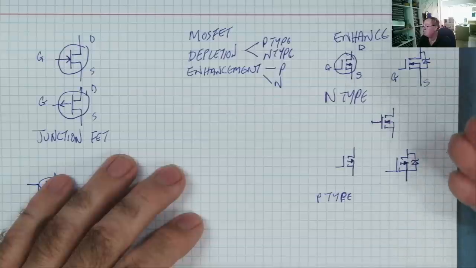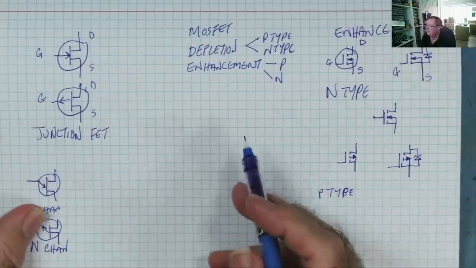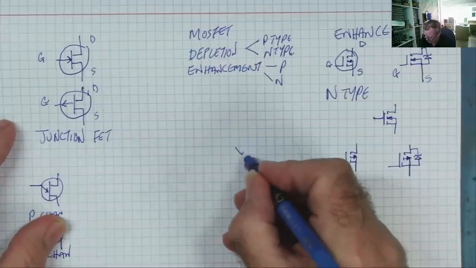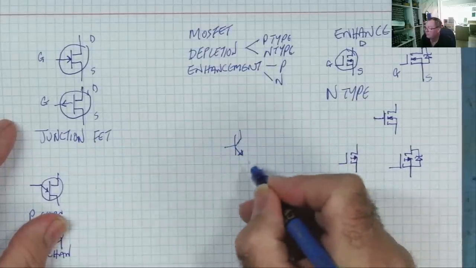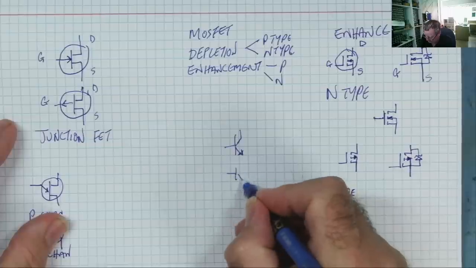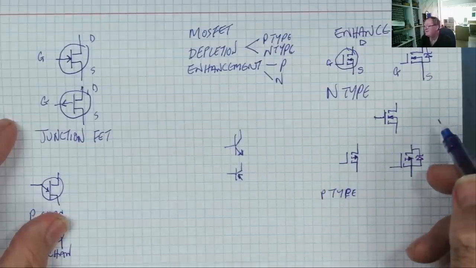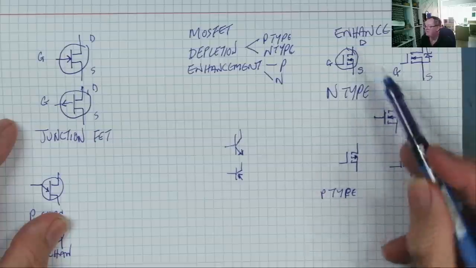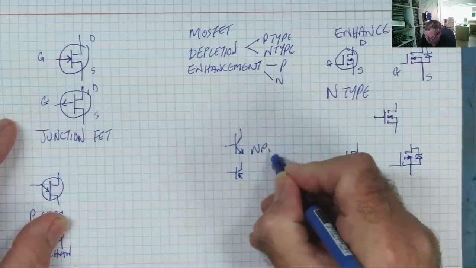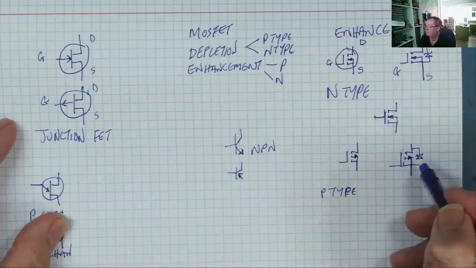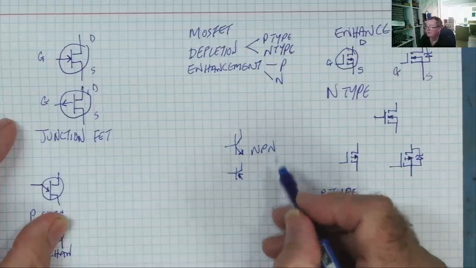One thing you might have noticed if you're sharp-eyed: with bipolar transistors, the NPN has the arrow pointing outwards, and the PNP has the arrow pointing inwards. With this, it's kind of back to front, so the N-type doesn't have the arrow in the same direction as the NPN, it's the same direction as a PNP. And the P-type, arrow pointing outwards, has the same direction as the NPN. You see?